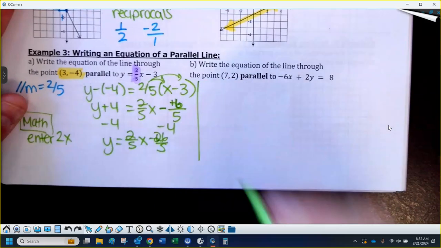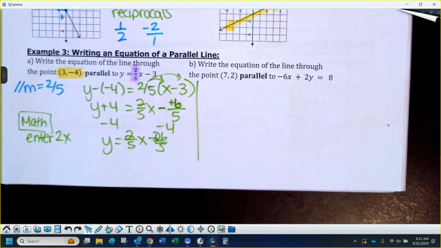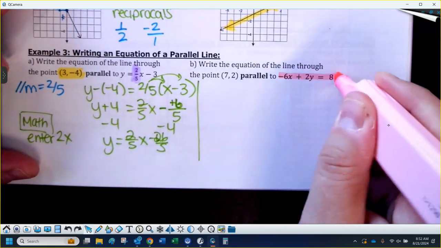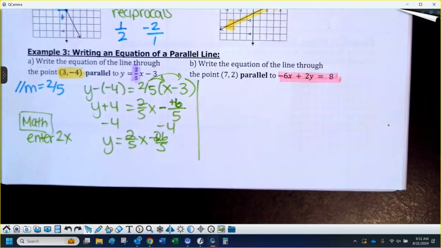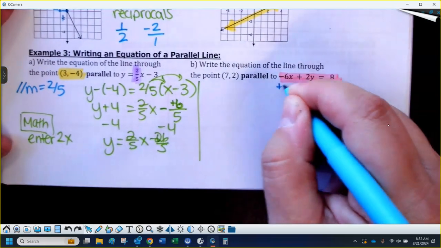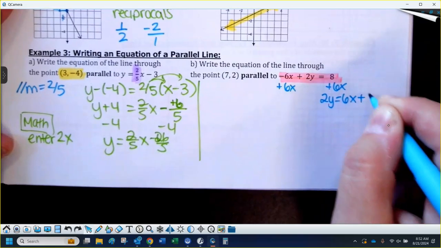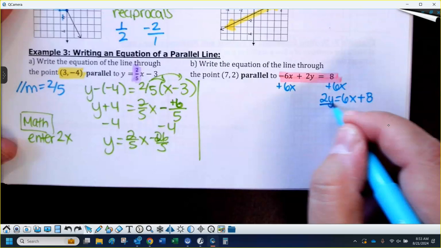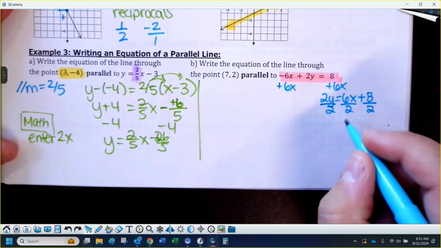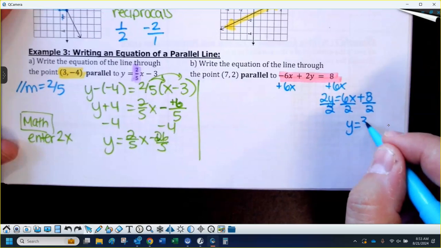Okay. Now, this one is a little trickier. We're going to do kind of the same thing, but this is not giving you the equation in slope-intercept form. This is standard form. So this is a little bit trickier because I can't just look at that and see the slope. How would you guys find the slope of that line? Yeah, exactly. I would just move this guy to the other side. So I get 2y equals 6x, and I'm just going to slide the 8 to the side, and then divide by 2. So it ends up 6/2 is 3.